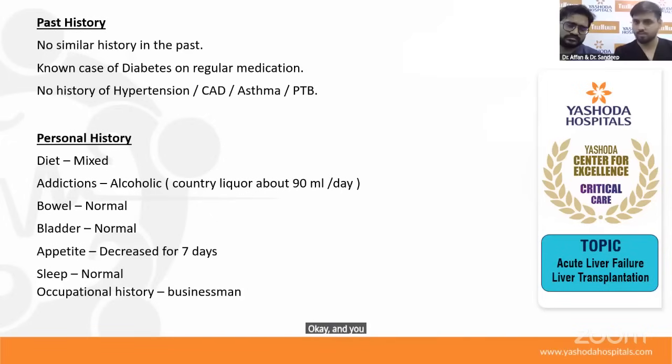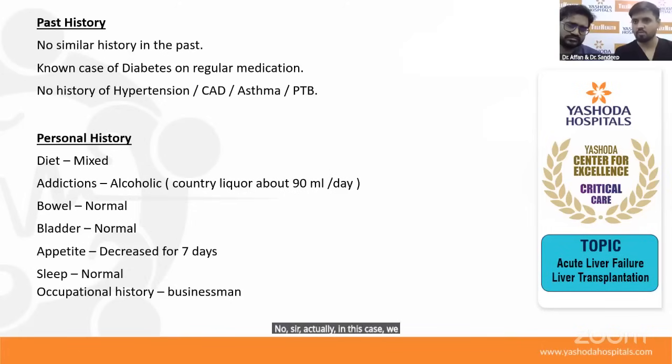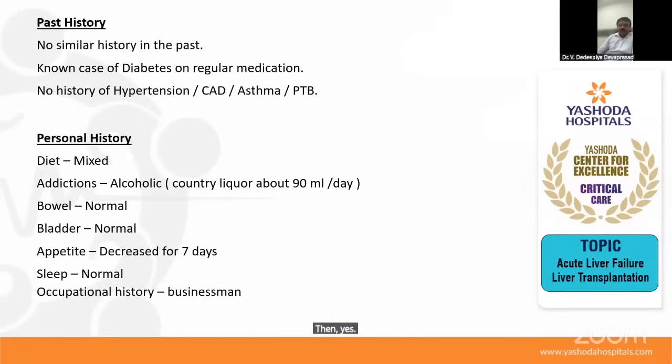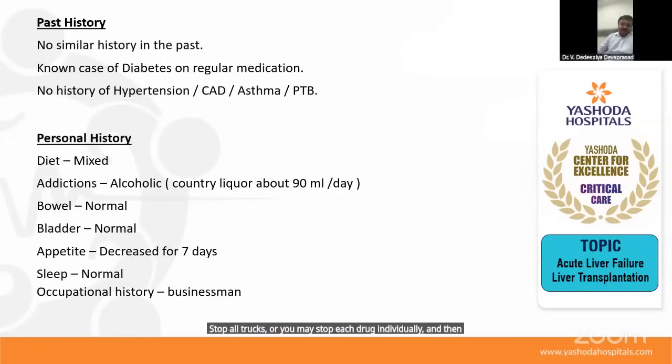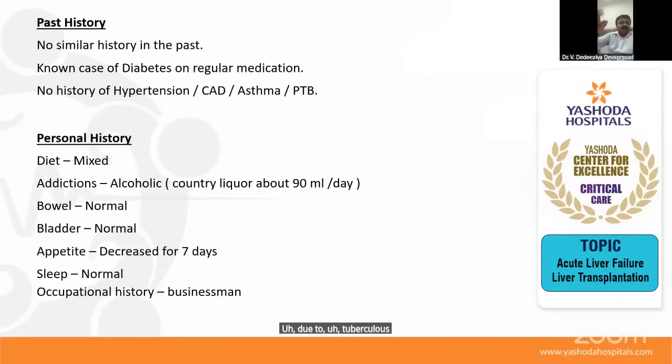And you said you'll reintroduce those drugs. Would you do that? No, sir. Actually, in this case, we should not, because acute liver failure carries a high mortality. So my priority is to save the patient, then treat the TB later. Then yes, then you will probably start on liver sparing ATT. Of course, don't catch me wrong. If this is an ATT-induced hepatitis with liver failure that is not fitting into the category of acute liver failure, then you may either stop all drugs or stop each drug individually and then reintroduce. But I'm just trying to get the point through that if it is an acute liver failure due to tuberculosis drugs, then you will probably deal with it differently.